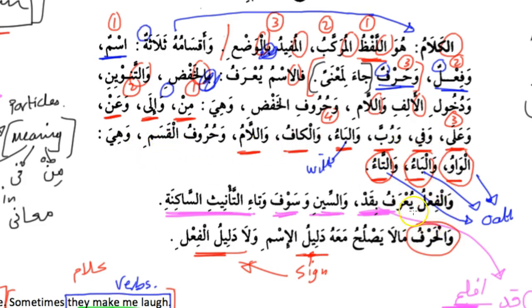And then finally fi'l, the signs of fi'l, 4 signs: qad before it, seen before it, so before it, that. Now remember this, a fi'l does not need to have one of these signs, because a fi'l can occur and there are none of these signs before it. So just bear that in mind. But these are the common signs that can only be attached to a verb, not to anything else. And a harf is anything that doesn't have a sign of an ism nor the sign of a fi'l.